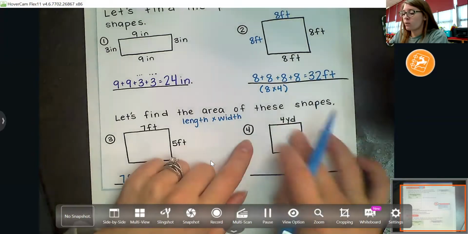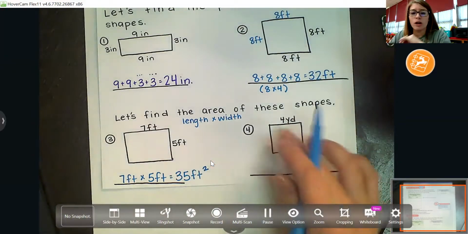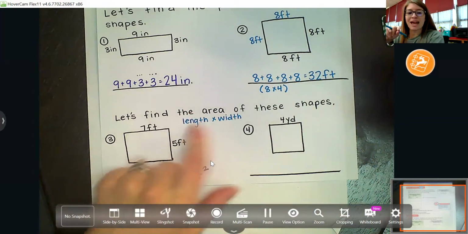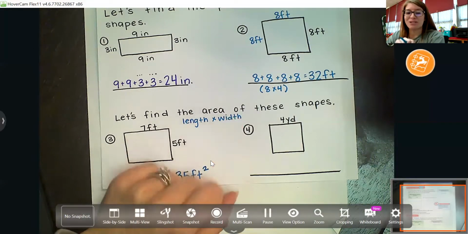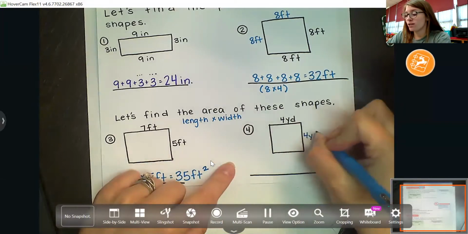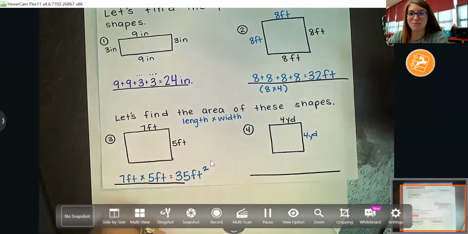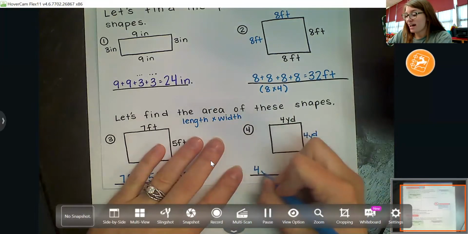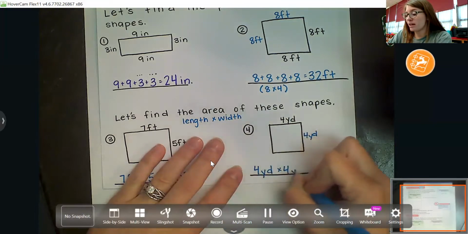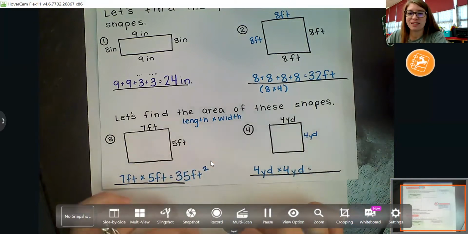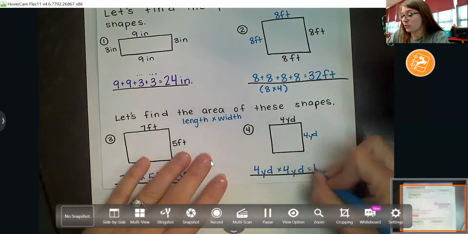All righty, so let's look at number 4. We've got this square and we're only given one measurement of 4 yards, but we know that we need at least 2 to multiply. We need the length and the width, but what do we know about squares? Exactly, that all of their sides are the same. So I'm going to go ahead and plug in this 4 yards over here as well to give me my second measurement. Okay, so I'm going to take 4 yards times 4 yards, because that's my length times my width. What do I get when I multiply 4 times 4? Very good. 16 is correct.